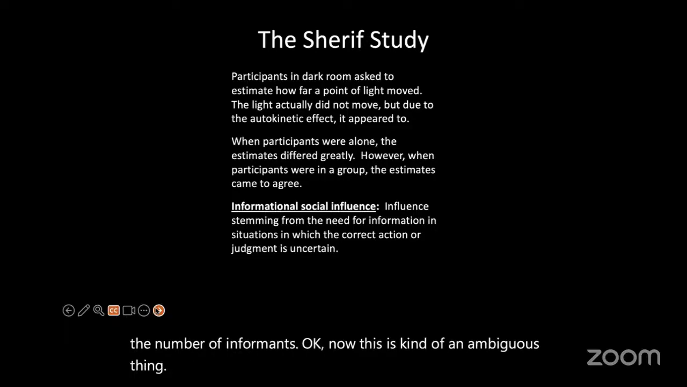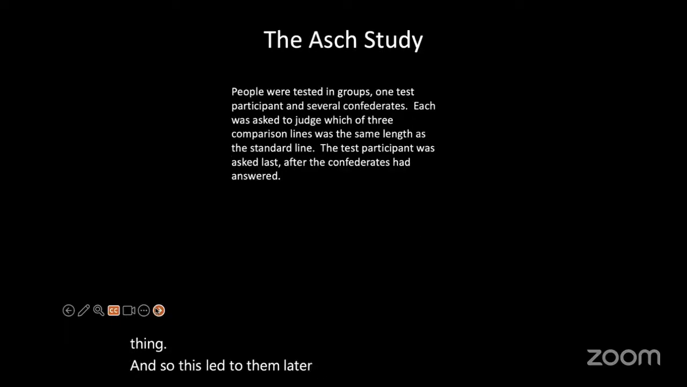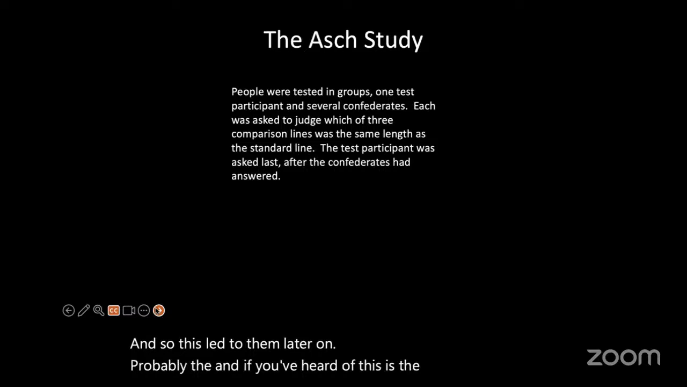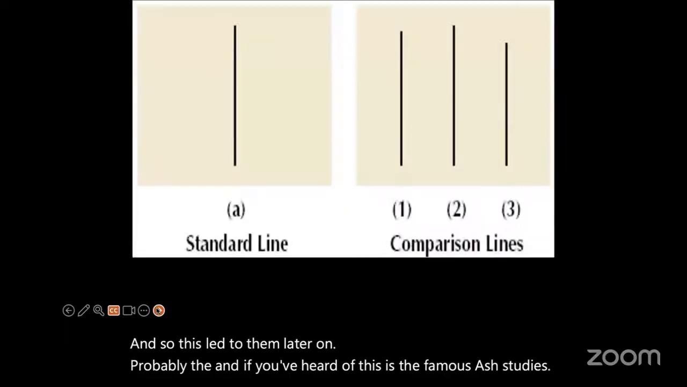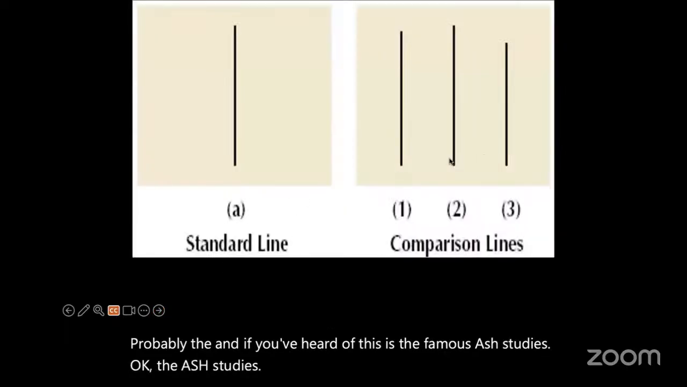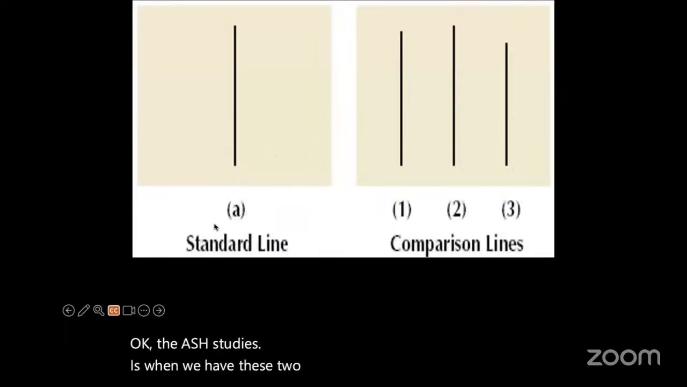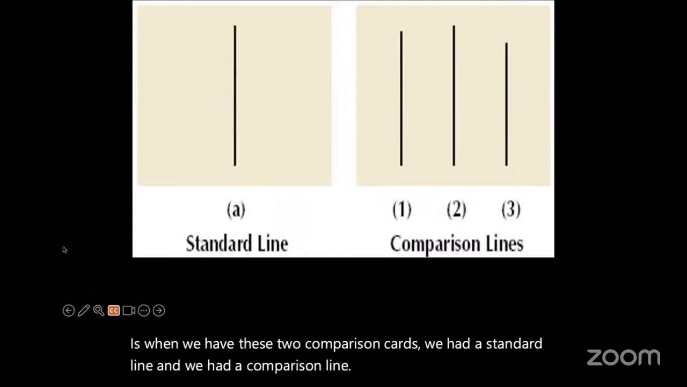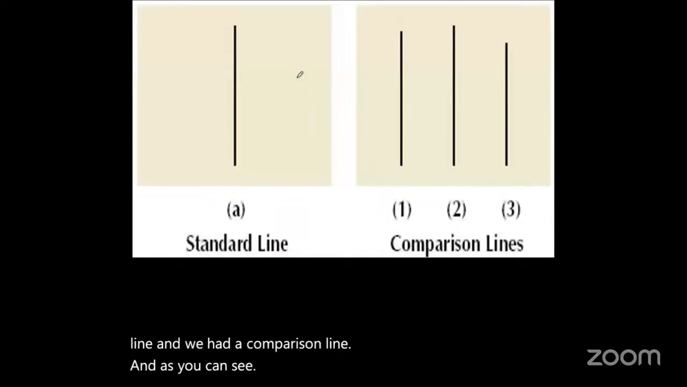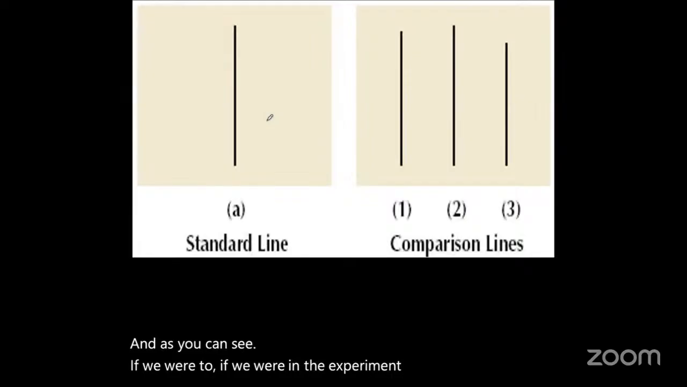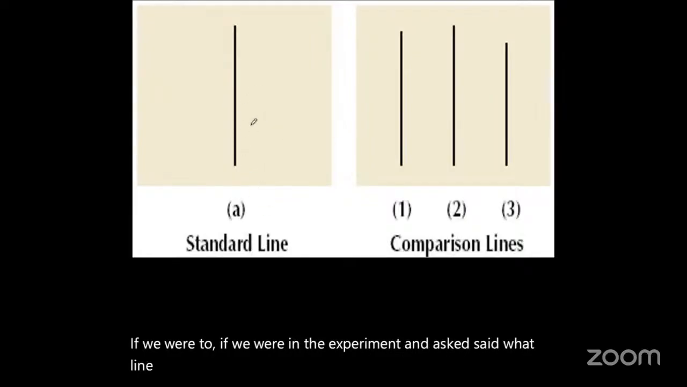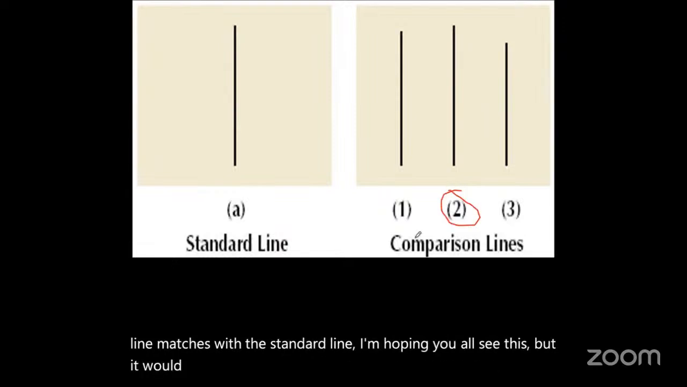And so this led, later on, to the famous Asch studies, if you've heard of them. The Asch studies used two comparison cards: a standard line and a comparison line. As you can see, if we were in the experiment and were asked which line matches the standard line, I'm hoping you all see that it would be line 2.